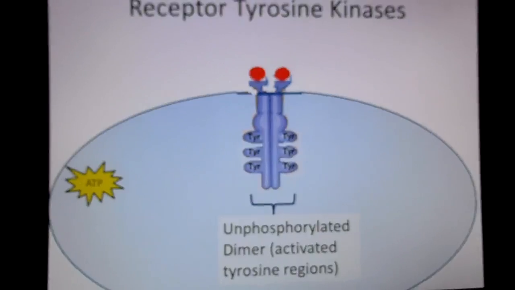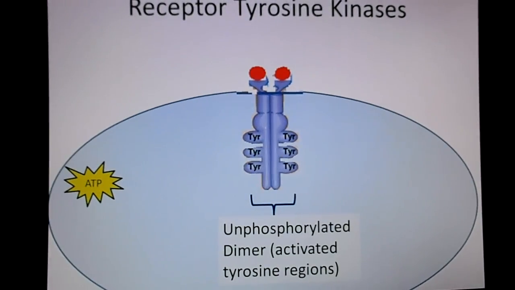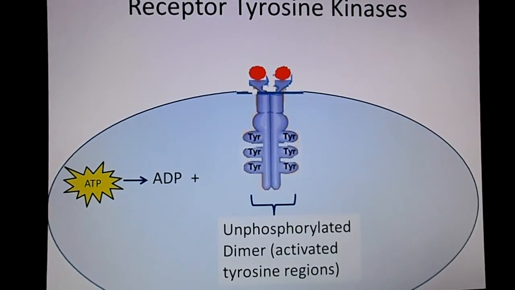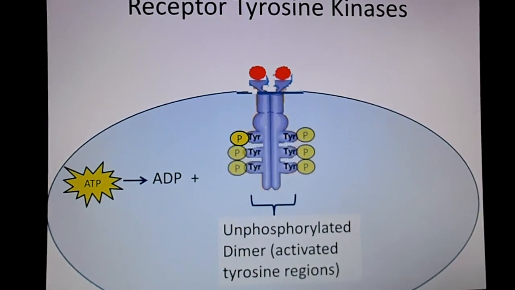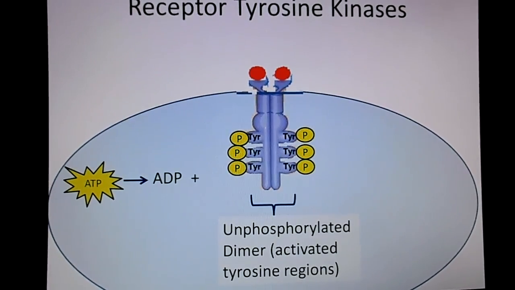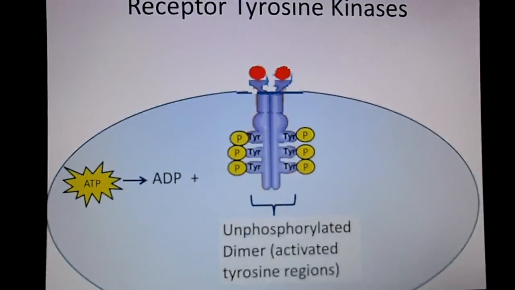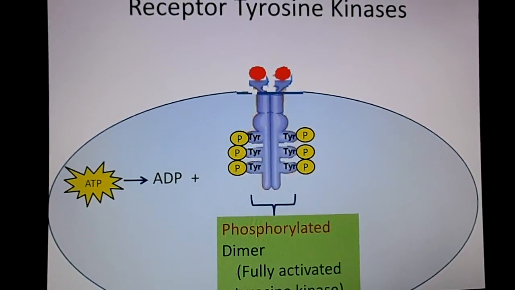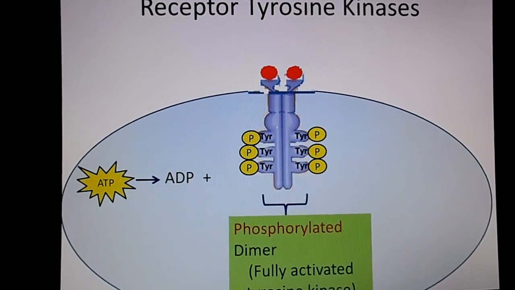We'll get those phosphate groups from ATP molecules. We will be taking a phosphate off of ATP, which leaves us with ADP and inorganic phosphate, and that phosphate will attach to a tyrosine. Now, it's the kinase activity that is responsible for transferring that phosphate group to the tyrosine amino acids. This will happen enough times so that all tyrosines have phosphate groups. This molecule is now phosphorylated. We've added phosphate groups, so it's called a phosphorylated dimer. It is a fully activated tyrosine kinase.